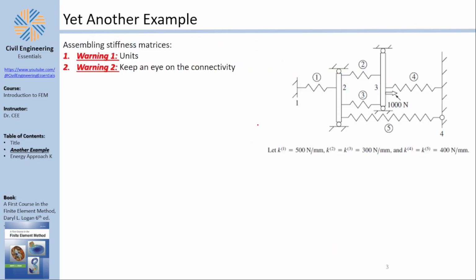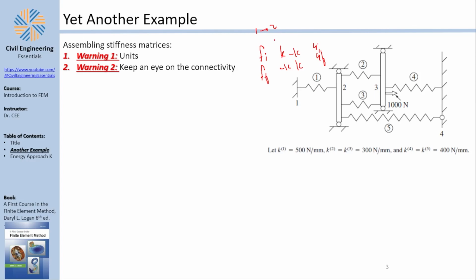Now, assembling the stiffness matrix. There are 2 warnings. The first warning is units, but here it's not really dangerous. And the second warning is to keep an eye on the connectivity. So for the first element, remember the stiffness matrix: Fi and Fj equals [K, -K; -K, K] for the movement at i and the movement at j, where i and j are the nodes. So if you have from node 1 to node 2, then you would have F1, F2, and so on.